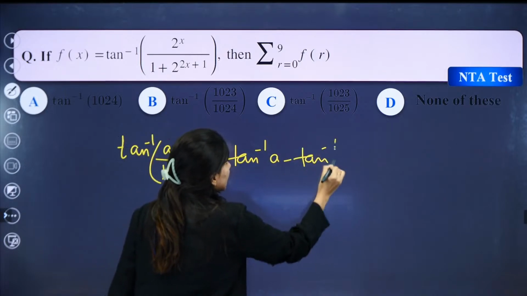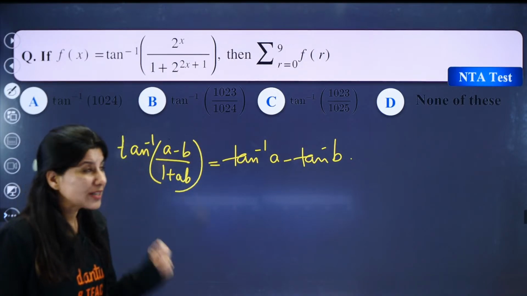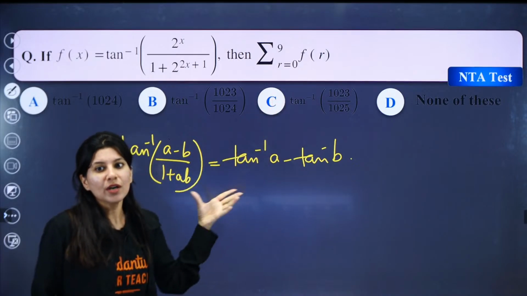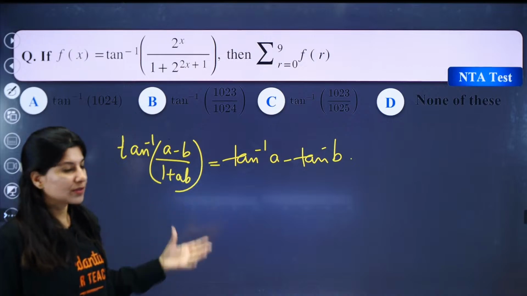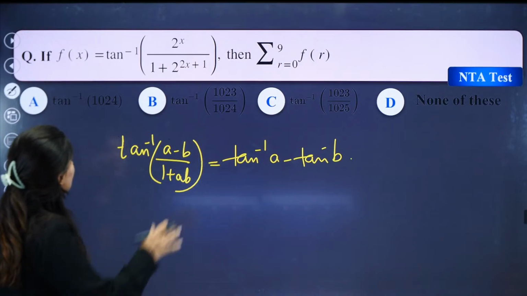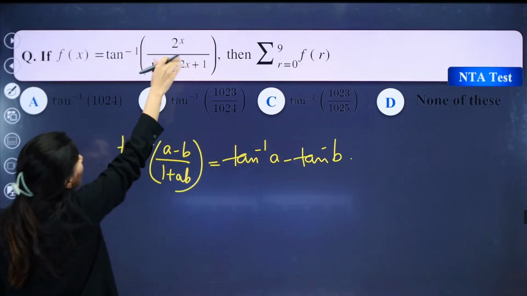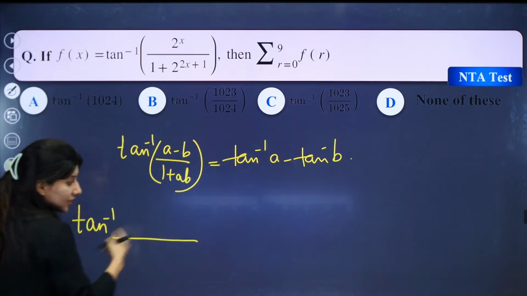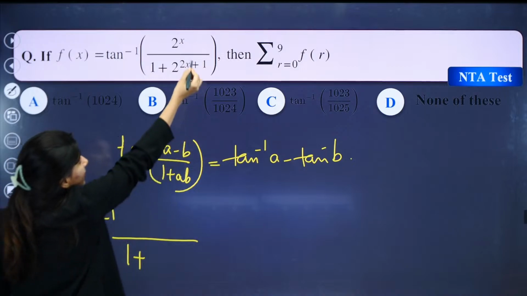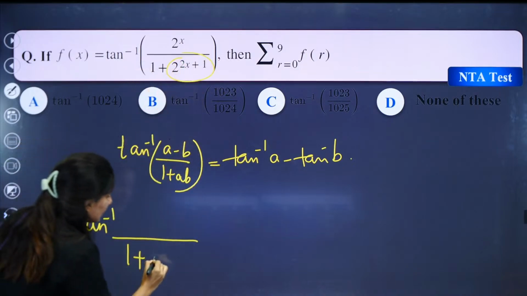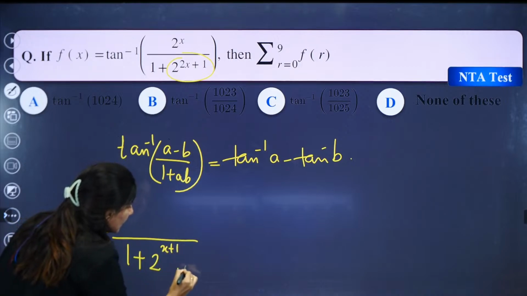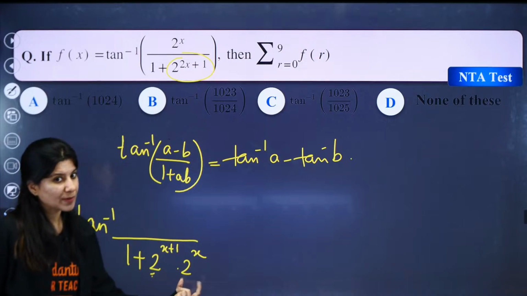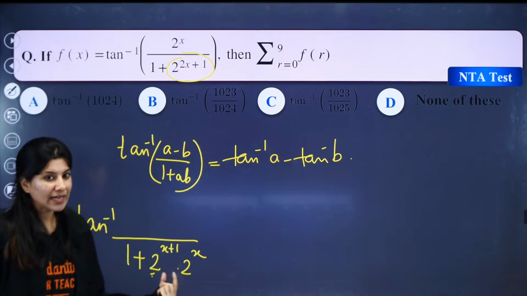So whenever you see an inverse trigonometric question where tan inverse is given and the summation of a tan series is what is asked from you, always think about this. Tan inverse of (A minus B) whole upon (1 plus AB). So how do you convert this, how do you format this into that? First of all, I will write tan inverse, and in the denominator I'm going to write 1 plus. This 2 raised to power 2x plus 1 can be split into 2 raised to power x plus 1 and 2 raised to power x. So this is your A, this is your B.